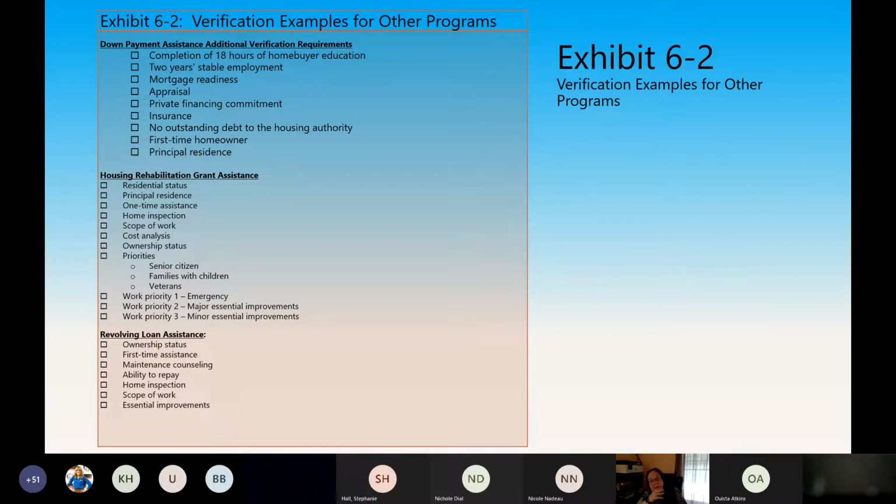That's one of the reasons why it's really important to separate everything. You can keep it all in a big binder, but you should have your different policies and your different requirements for every program that you offer, okay?